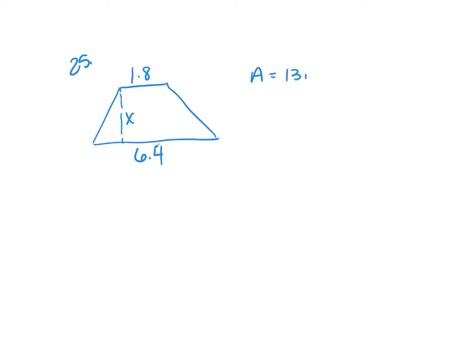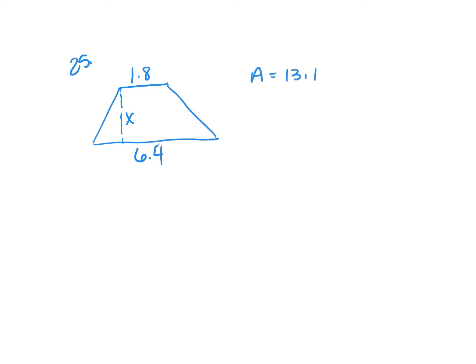So I call trapezoids the oddball of the group, okay? And we worked on trapezoids before. We got the median, remember? We did the average of the top and the bottom. And this here, this number 25 is asking us for the height if they give us the area. So this we're going to put an X in. They tell us the area is 13.1.